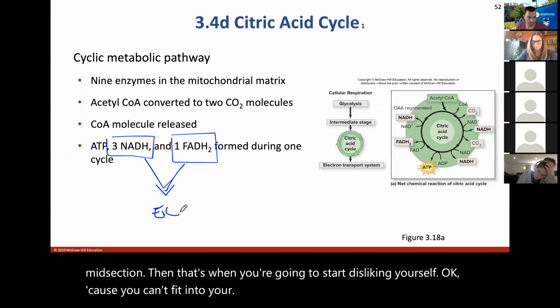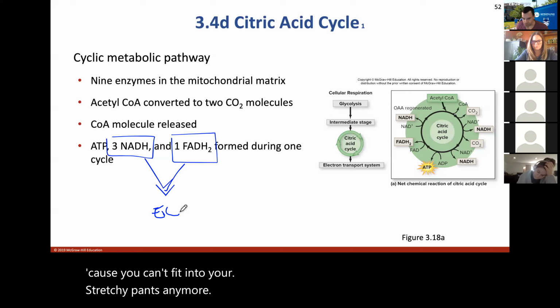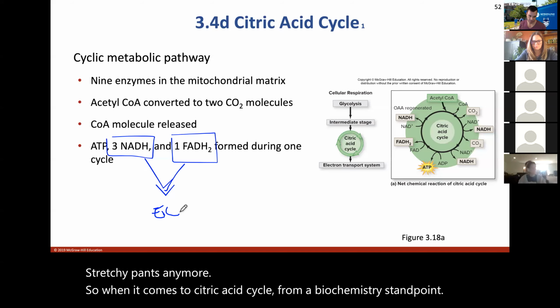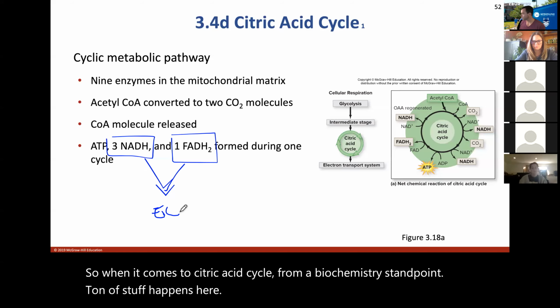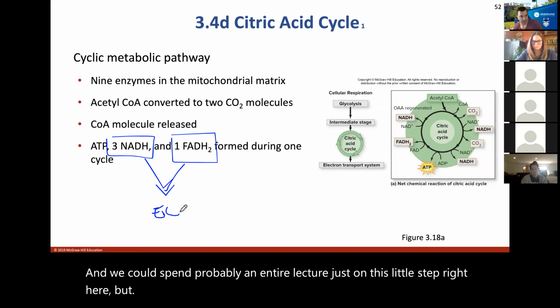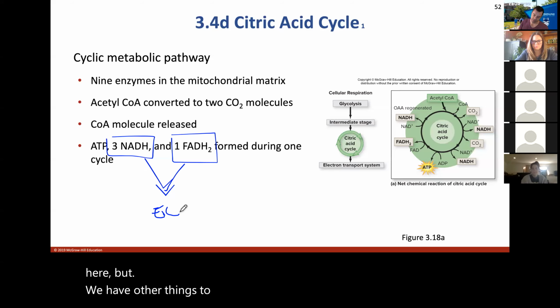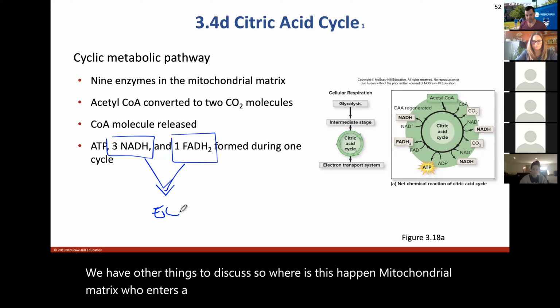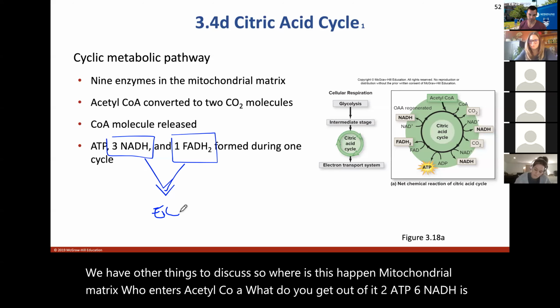stretchy pants anymore. Okay? So when it comes to the citric acid cycle from a biochemistry standpoint, a ton of stuff happens here. And we could spend probably an entire lecture just on this little step right here, but we have other things to discuss. Okay, so where does this happen? Mitochondrial matrix. Who enters? Acetyl-CoA. What do you get out of it? 2 ATP, 6 NADHs, 2 FADH2s.